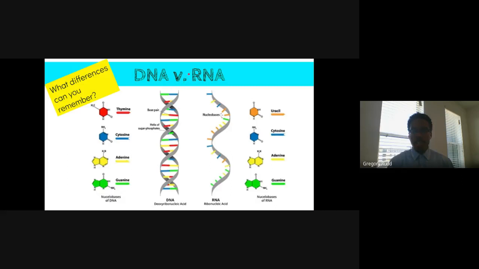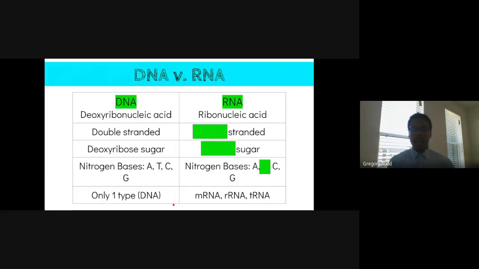And then Jaden also just told us that RNA has the ribose sugar. That's why it's ribonucleic acid. DNA has deoxyribose sugar. That's why it's deoxyribonucleic acid. So that's another difference. So you guys did well there. You got most of these differences. We heard from Kyrie, DNA is double-stranded, RNA is single-stranded. We heard from Jaden, DNA has deoxyribose sugar, RNA has ribose sugar. We also heard from Kyrie, DNA has the nitrogen bases ATCG, and RNA has AUCG.